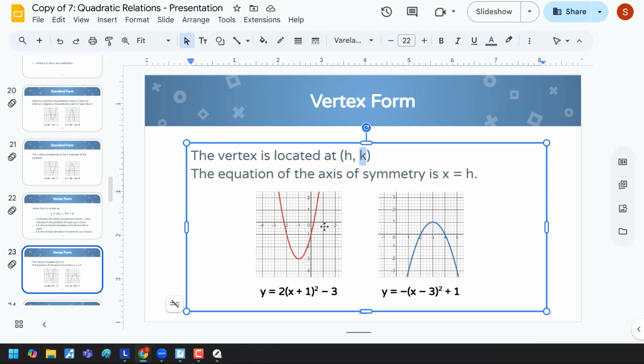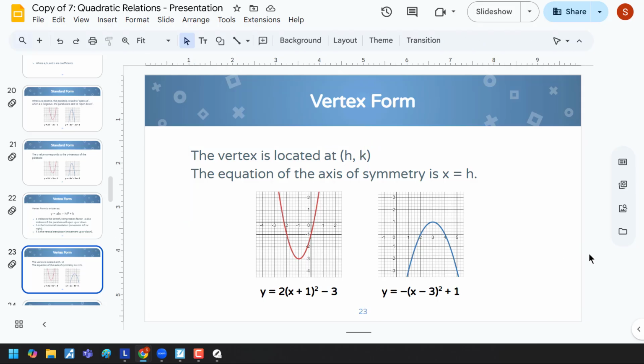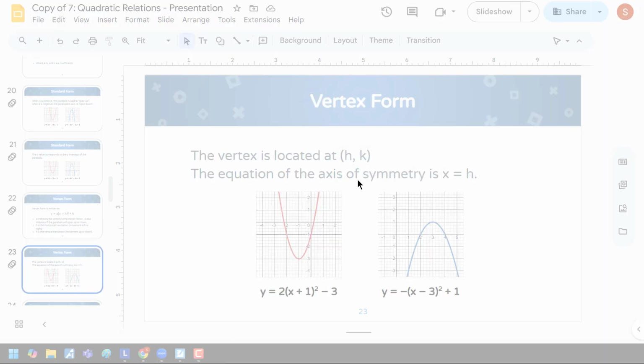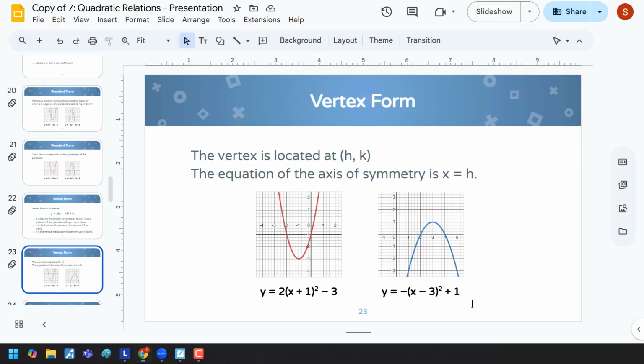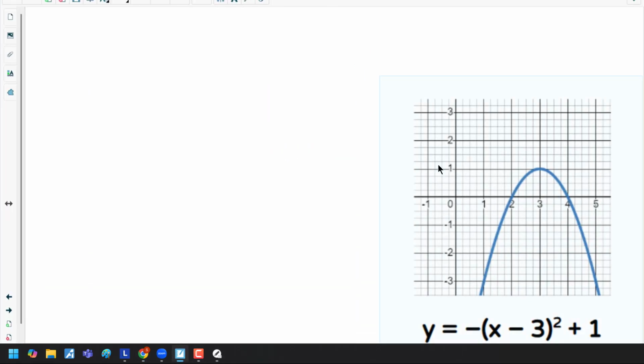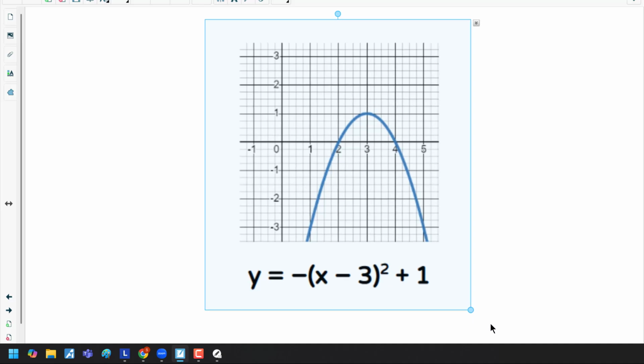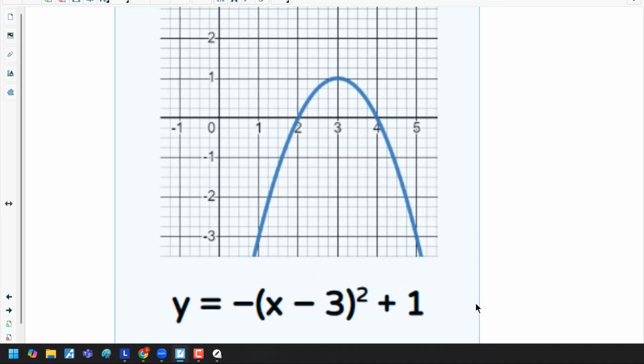So what do I mean by that? Well, h is negative 1, so here's negative 1, and k is negative 3, and here's negative 3. So I make a point between negative 1 and negative 3, that's exactly where the vertex is going to be. And on this side here, we have negative. You know what? Maybe I'll zoom in a bit so you guys can see it better. All right, so zoomed in a little bit more. Hopefully you guys can see it clearer.